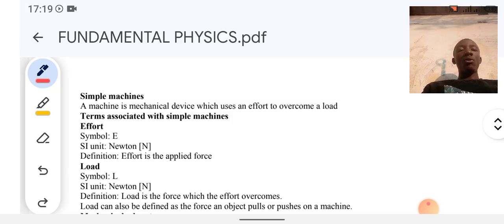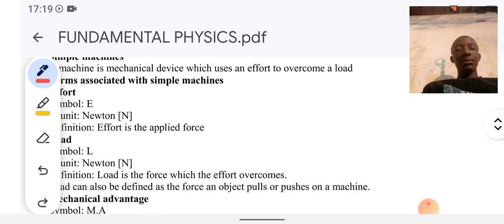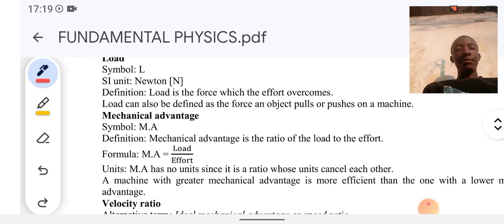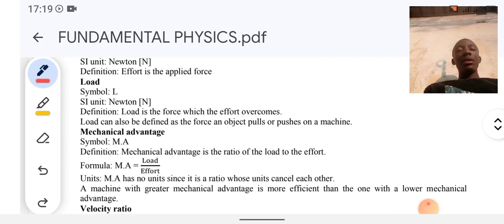Moving on to look at what a load is. A load is represented by the symbol L. Its SI unit is also the newton. By definition, a load is the force which the effort overcomes. That's how we define a load in a simple machine. It's simply the load which the effort overcomes.